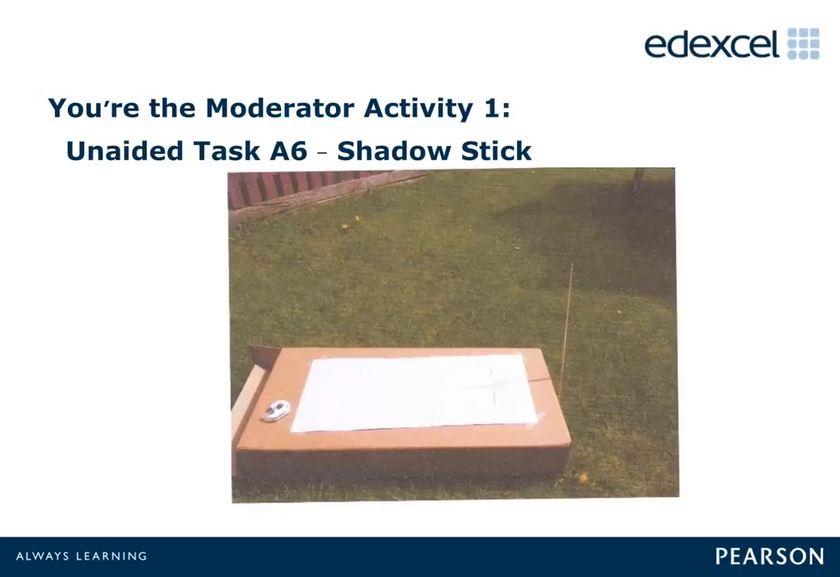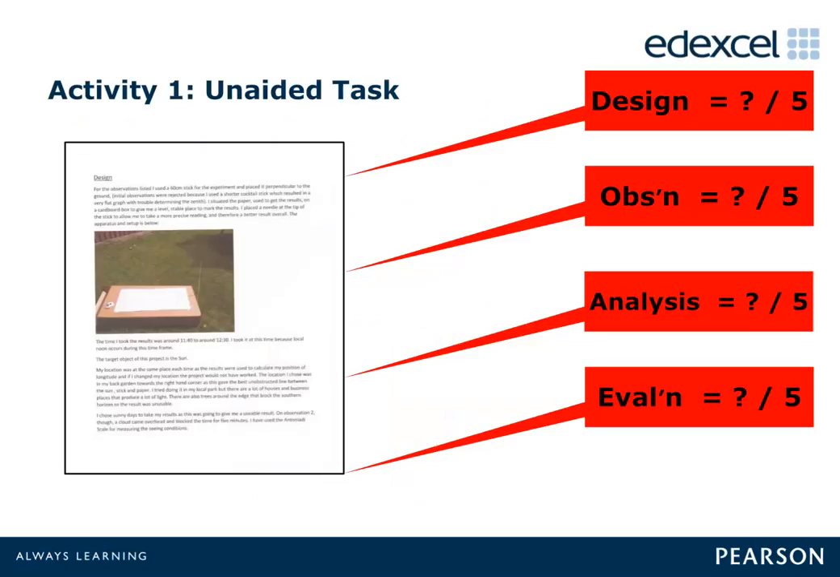Please look at the first piece of sample work, Unaided Shadow Stick. In order to get a good understanding of how the assessment criteria apply to actual pieces of work, we would like you to give this piece of work a mark out of 5 for design, observation, analysis, and evaluation, using the assessment criteria provided.